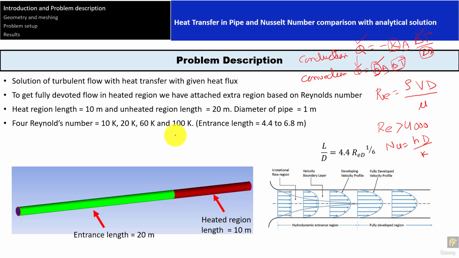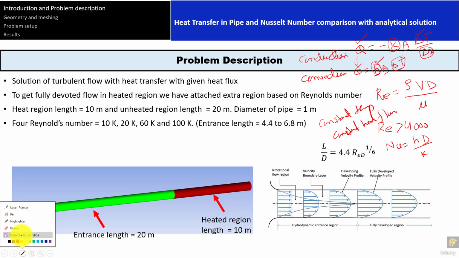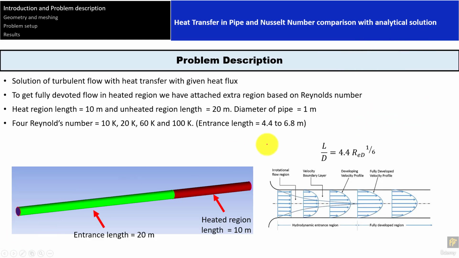So to solve this question, basically when we apply heat transfer in some region, we can apply heat transfer by two methods. Either we can provide the constant temperature, or we can apply the constant heat flux. In both cases, we can get the solutions. We have the analytical correlations.